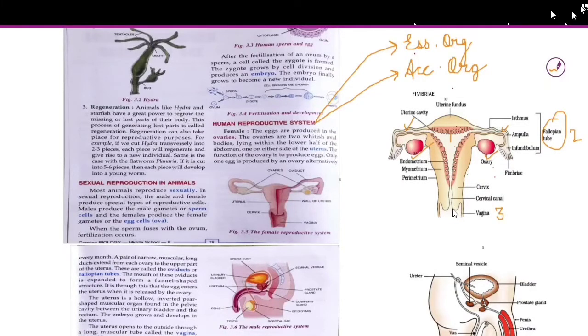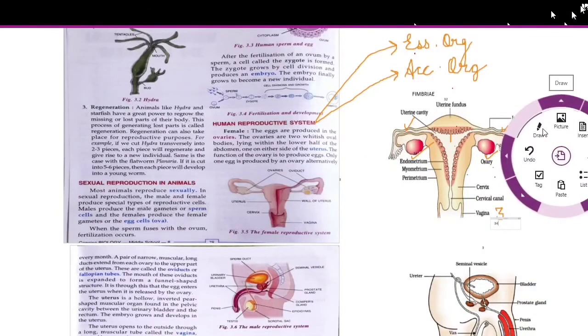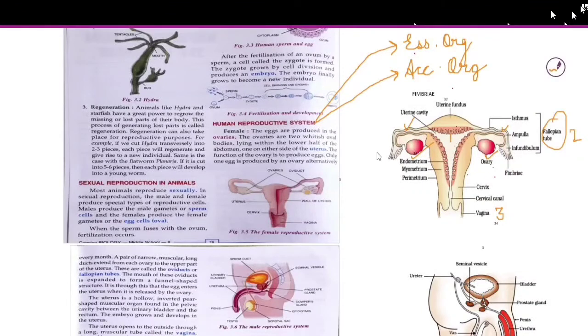Now let us look into the detail of each and every part of the female reproductive system. Students, first of all, we will consider the primary reproductive organ, that is a pair of ovaries. Children, ovaries are two round or spherical whitish bodies, and where are they present? They are present within the lower half of the abdomen.